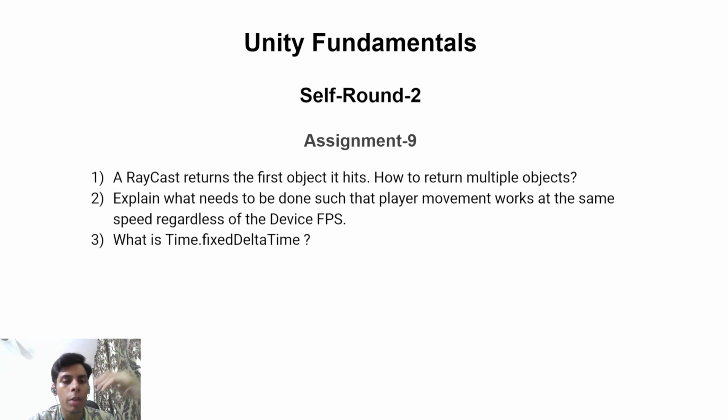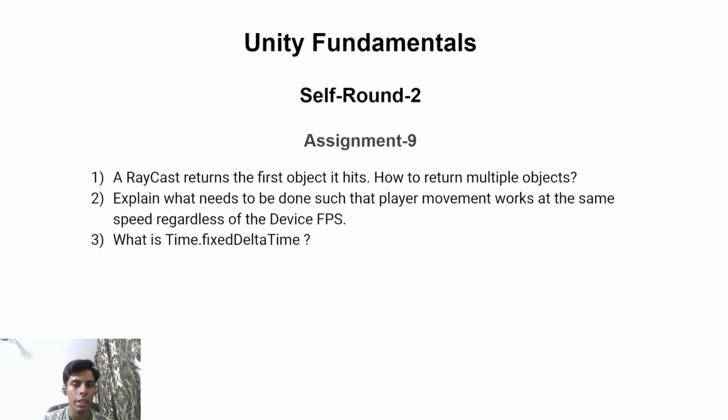To return multiple objects hit by the raycast in Unity, you can use the Physics.RaycastAll function instead of Raycast. RaycastAll returns an array of RaycastHit objects representing all the hits along the ray. Each RaycastHit object contains information about the collider, point of contact, and other relevant data.